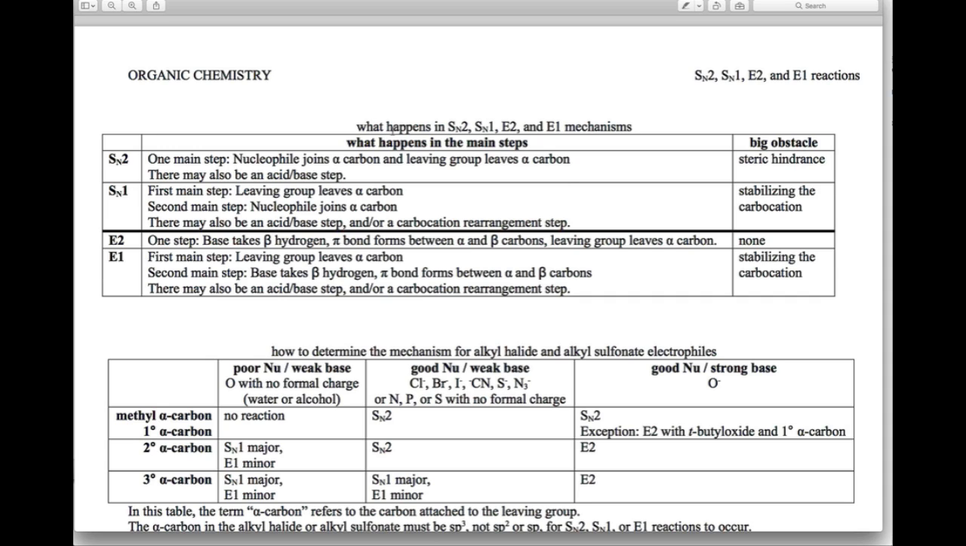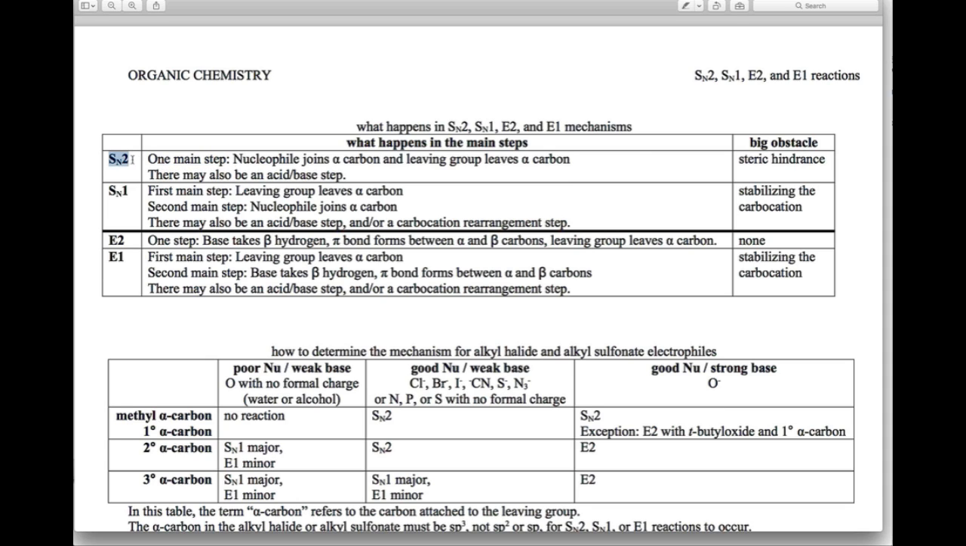So what we need to focus on is what happens in an SN2 reaction. So here we want to study an SN2 reaction. And remember that there is one main step. I said one main step here because there are some SN2 reactions that besides the main step might also have an additional acid-base step. So what we should really say is that there's one main step in an SN2 reaction.